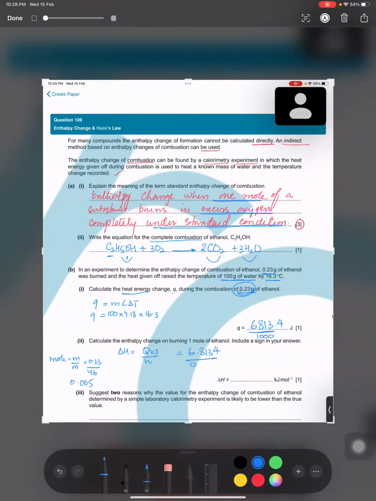6.8134 over 0.005. So it is 6.8134 divided by 0.005. It gave us what, bacho? 1362.68. बच्चों ये आंसर आ रहा है सबका?